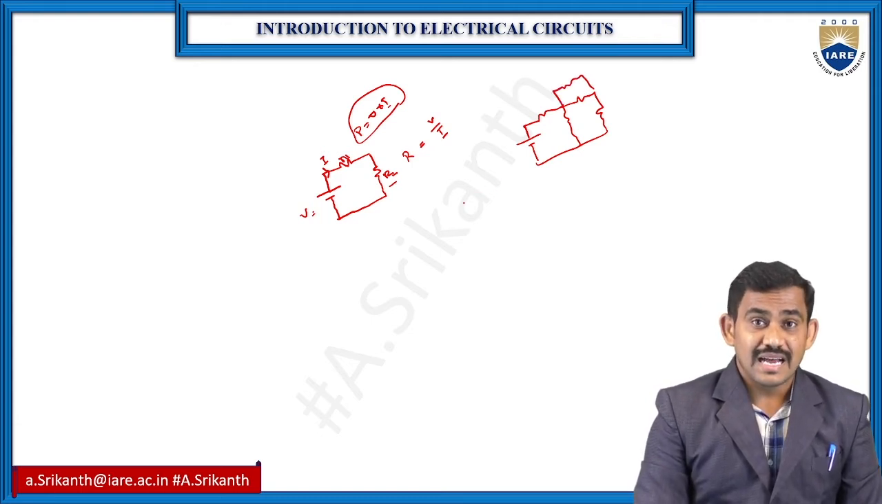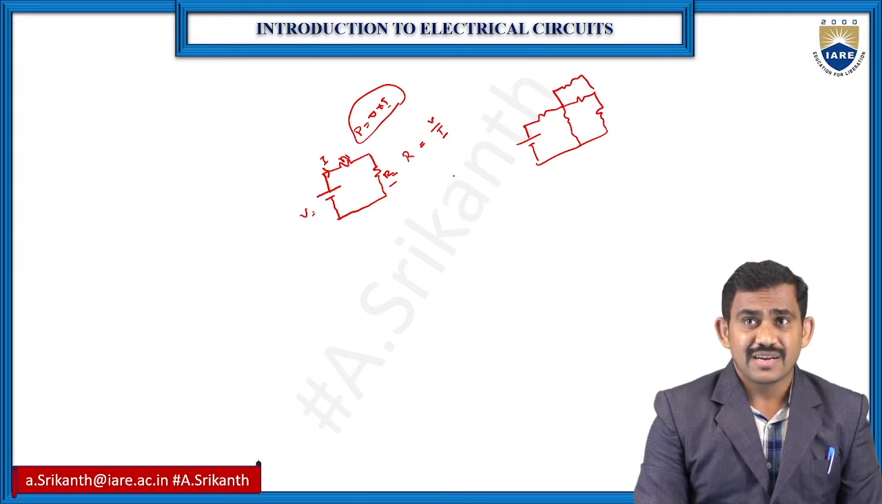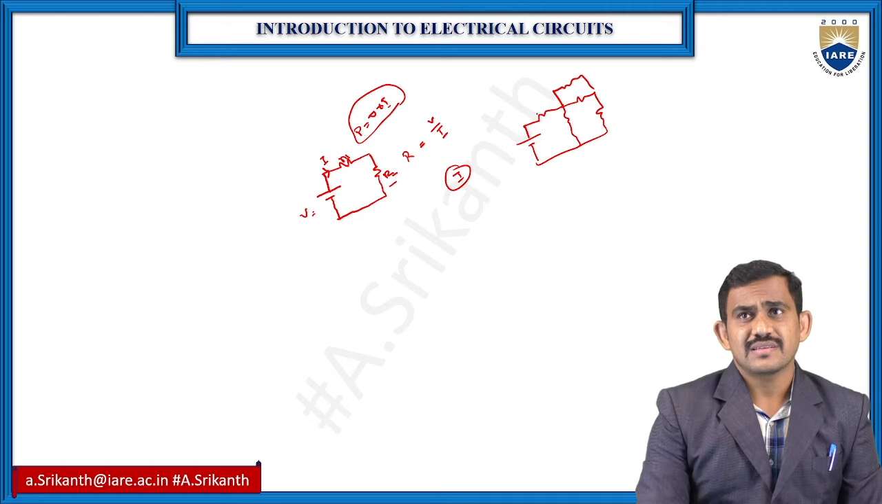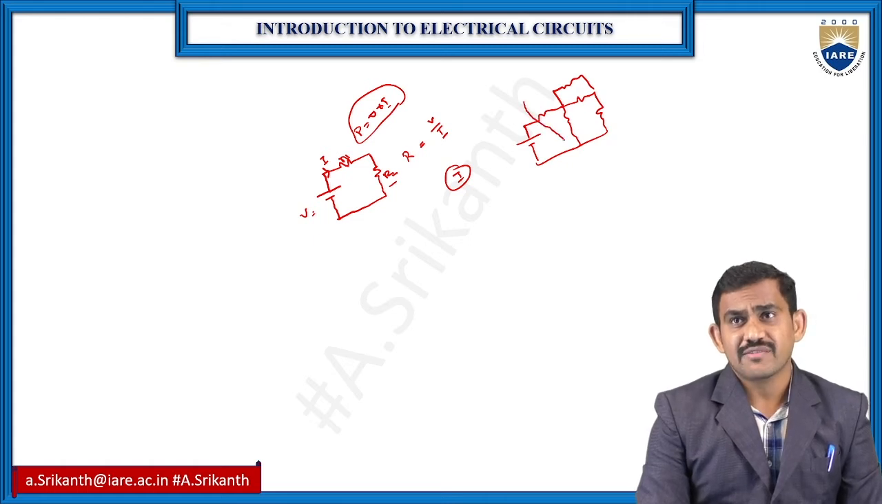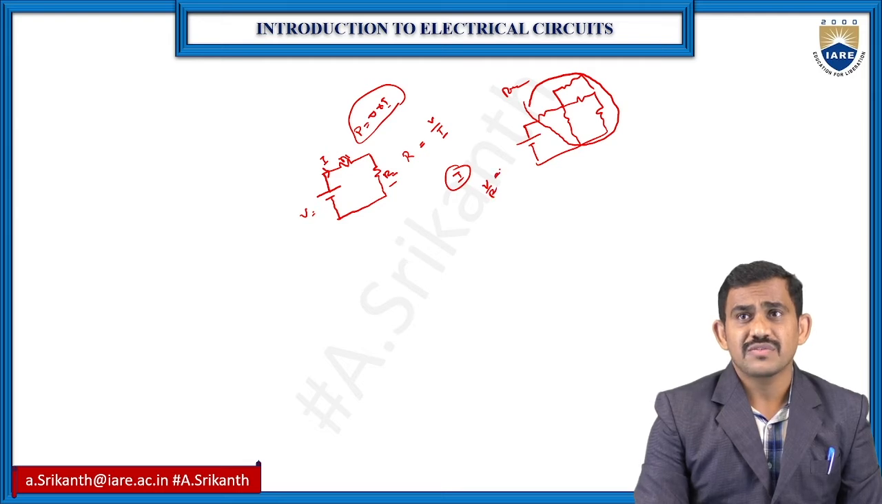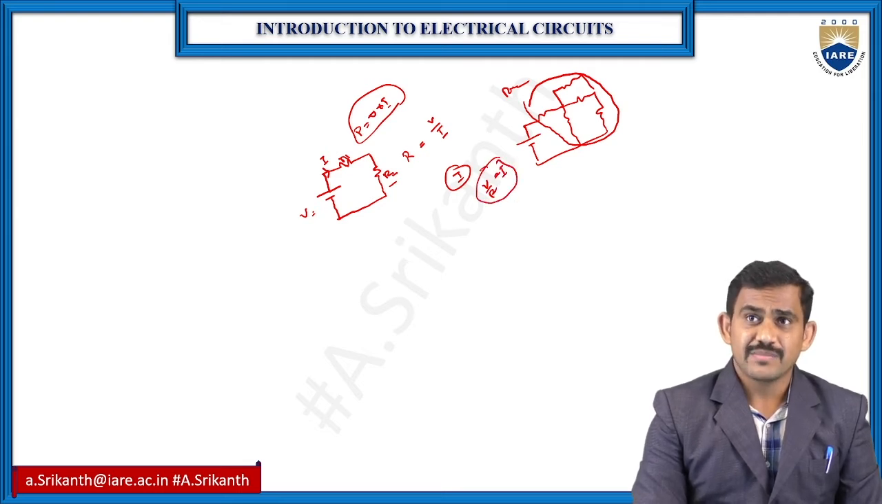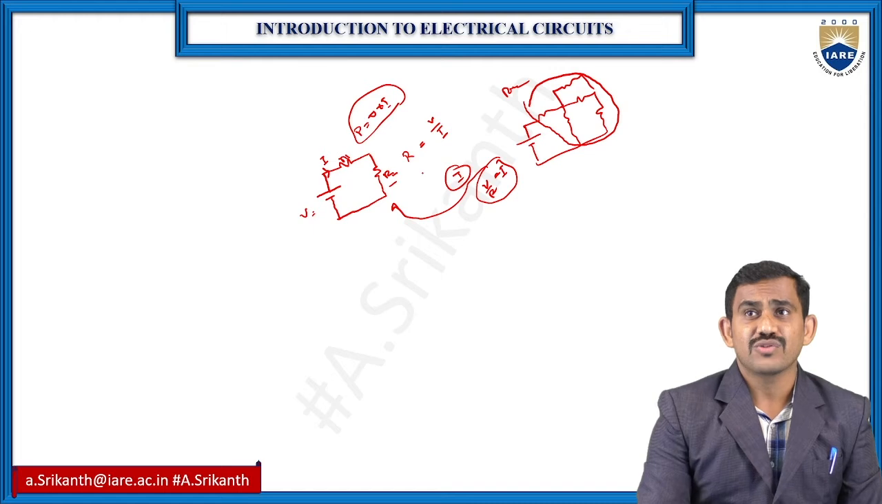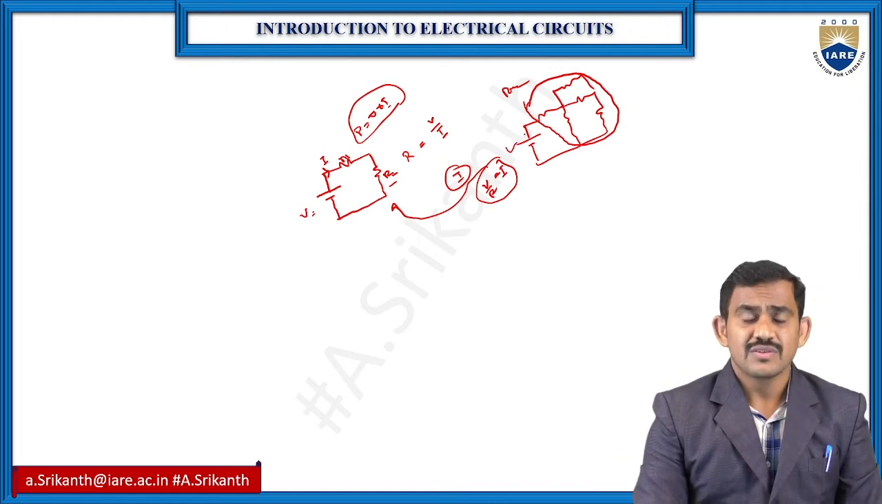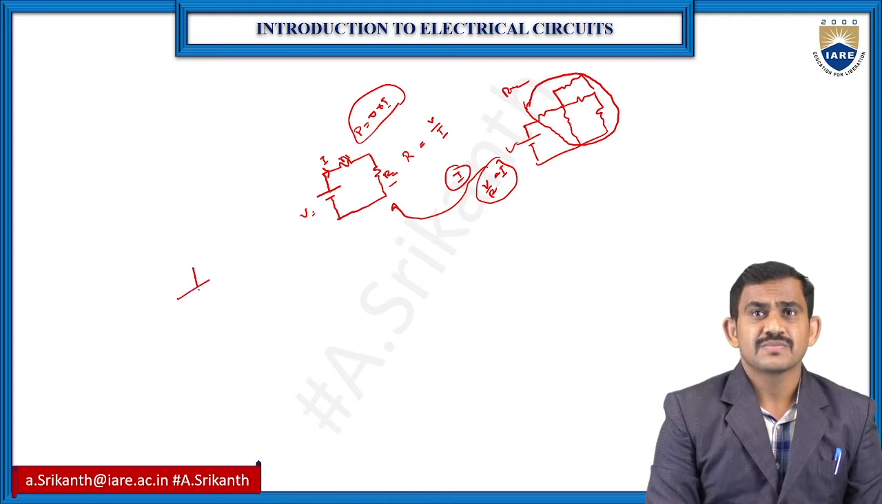But at last I want to find out the current value. For that I want to find out the equivalent value for these resistors. Then I have the R equivalent, and then V by R is equal to the current value. In the same manner, if I don't know the R value but I know the voltage value, this is my circuit, same circuit.